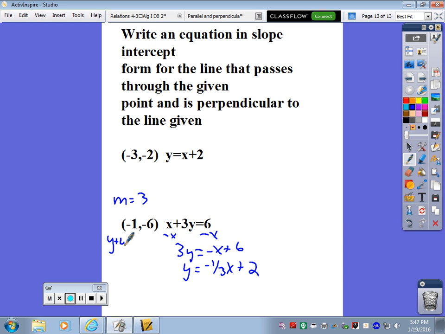y plus 6 is equal to 3 times x plus 1. y plus 6 is equal to 3x plus 3. And our final equation is y equals 3x minus 3. So again, parallel lines have the same slope. Perpendicular lines have negative reciprocal slopes.